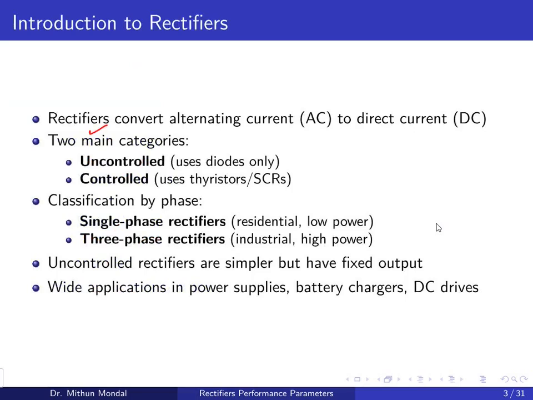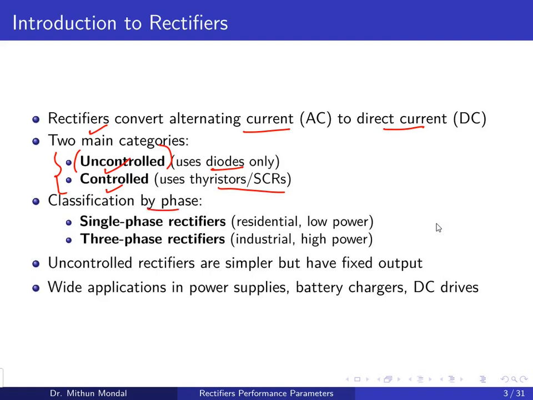Rectifiers, as we have discussed, basically convert alternating current to direct current, and there are two main categories. One is the uncontrolled rectifier and the other is the controlled rectifier. Our focus is on the uncontrolled rectifier, which uses diodes. The controlled rectifier we will take up in the next lecture, where we will see the thyristors and the use of silicon controlled rectifiers, and how they control the current and the voltage.